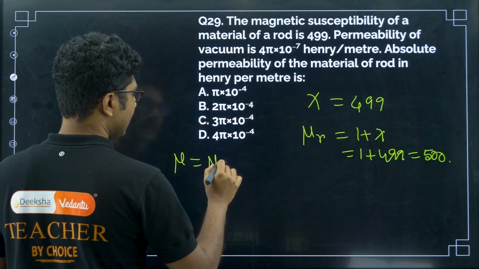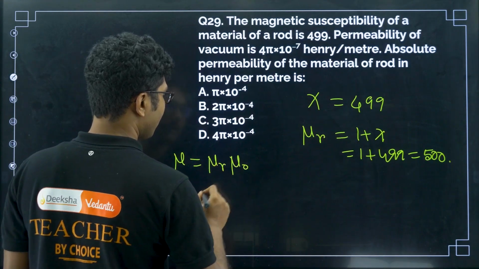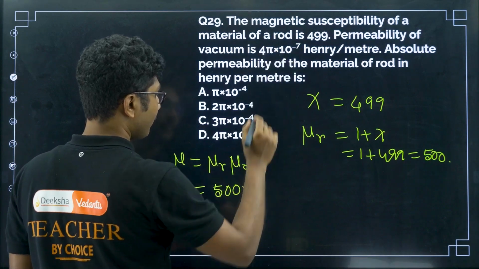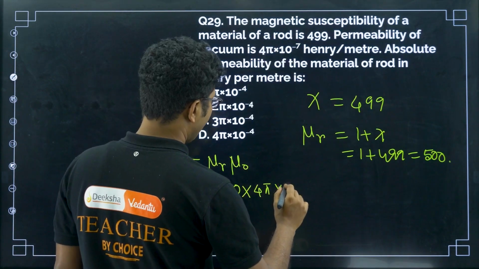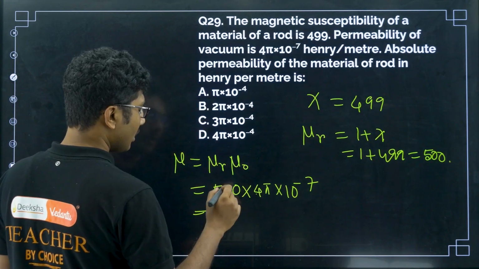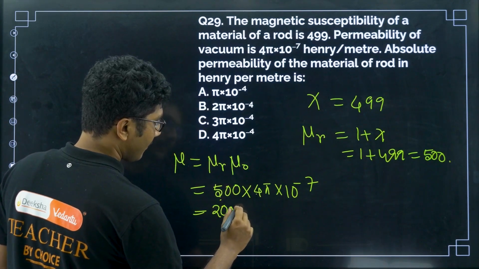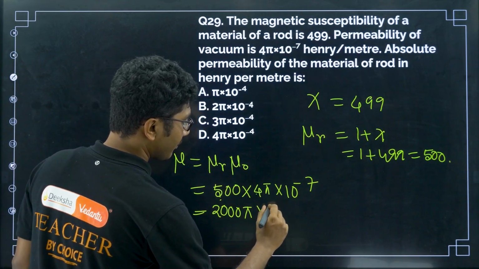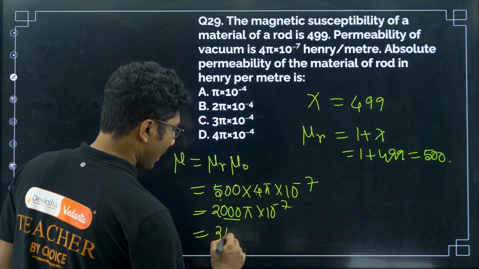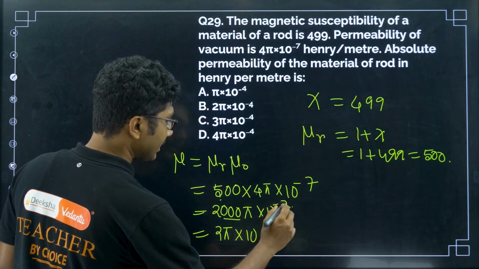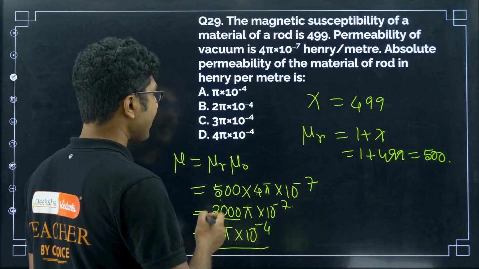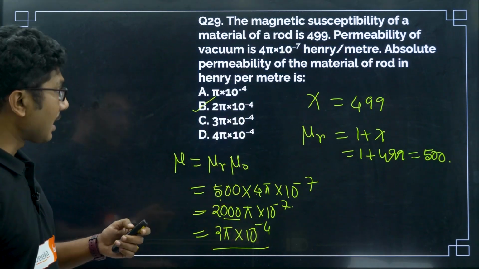Now what is absolute permeability? Absolute permeability is mu r times mu naught. Mu r we have calculated as 500 and mu naught is given as 4 pi times 10 to the power of minus 7. So it is 5 times 4, 2000 pi times 10 to the power of minus 7. So 2000 means we can reduce 3 zeros, so 2 pi times 10 to the power of minus 4 is the correct answer.